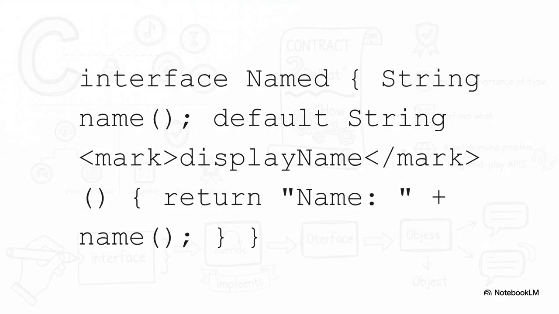This Named interface is a perfect example. It still has one abstract method, name, that any class has to implement. But check out that displayName method. It's marked as default, and it comes with a complete implementation. This is a game changer. It means any class that implements Named instantly gets this useful displayName behavior for free, no extra coding required, unless, of course, it wants to provide its own special version.